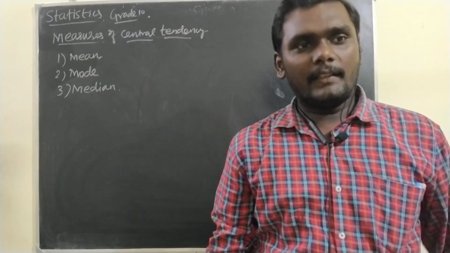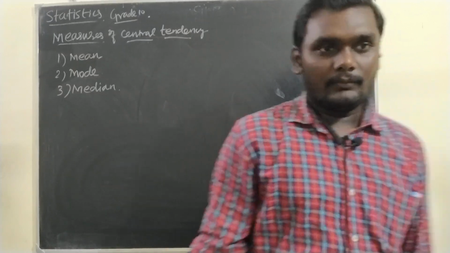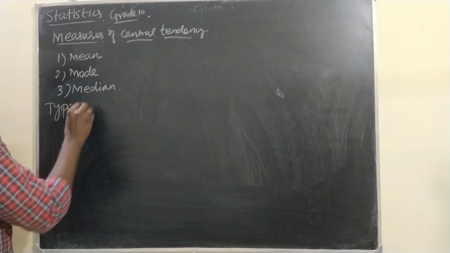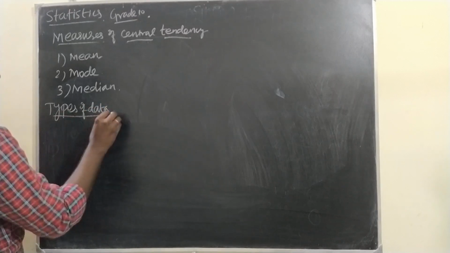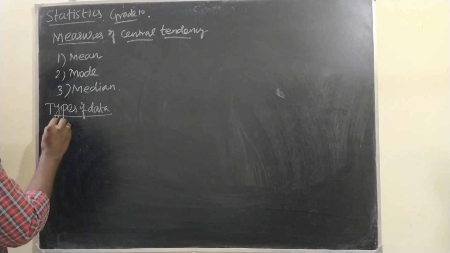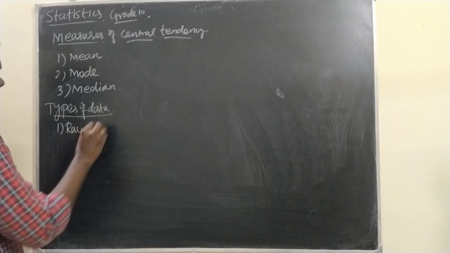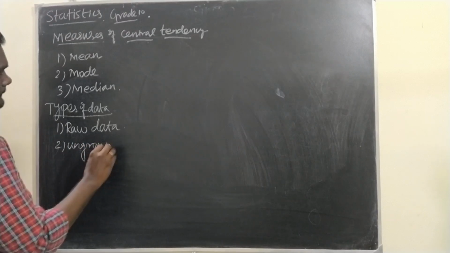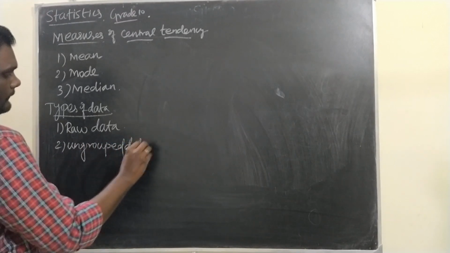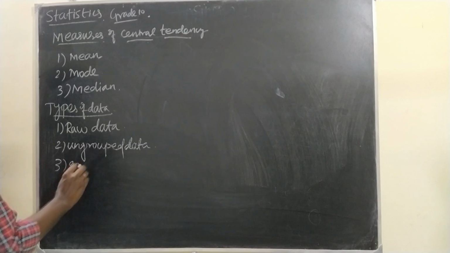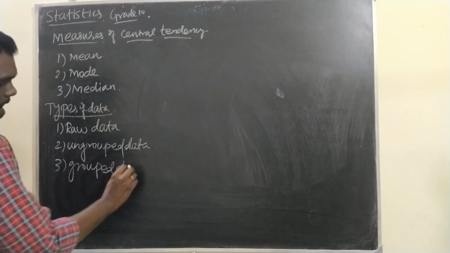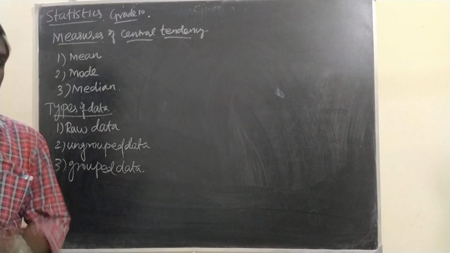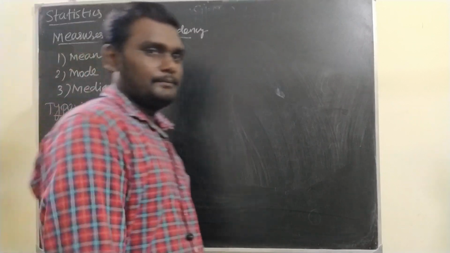So what type of data is available? There are several types of data. Those are raw data, ungrouped data. Are you writing this with me? Third one, grouped data. First, one should know what is meant by raw data. Raw data means it's simply numbers.